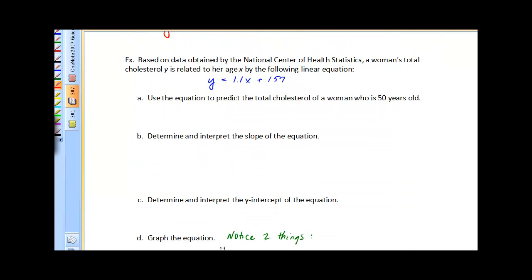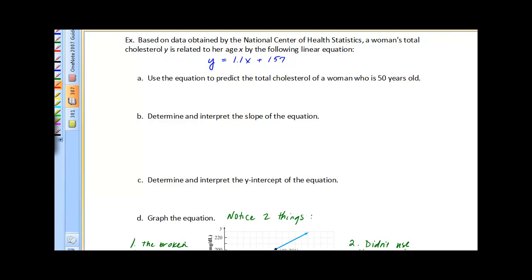Now, one of the most important things about learning about lines is being able to take that information and model it with real world data. Let's take this example that they gave us, talking about a woman's cholesterol and how it's related to her age. Somebody at the National Center for Health Statistics came up with an equation. The equation is given as y is equal to 1.1x plus 157.